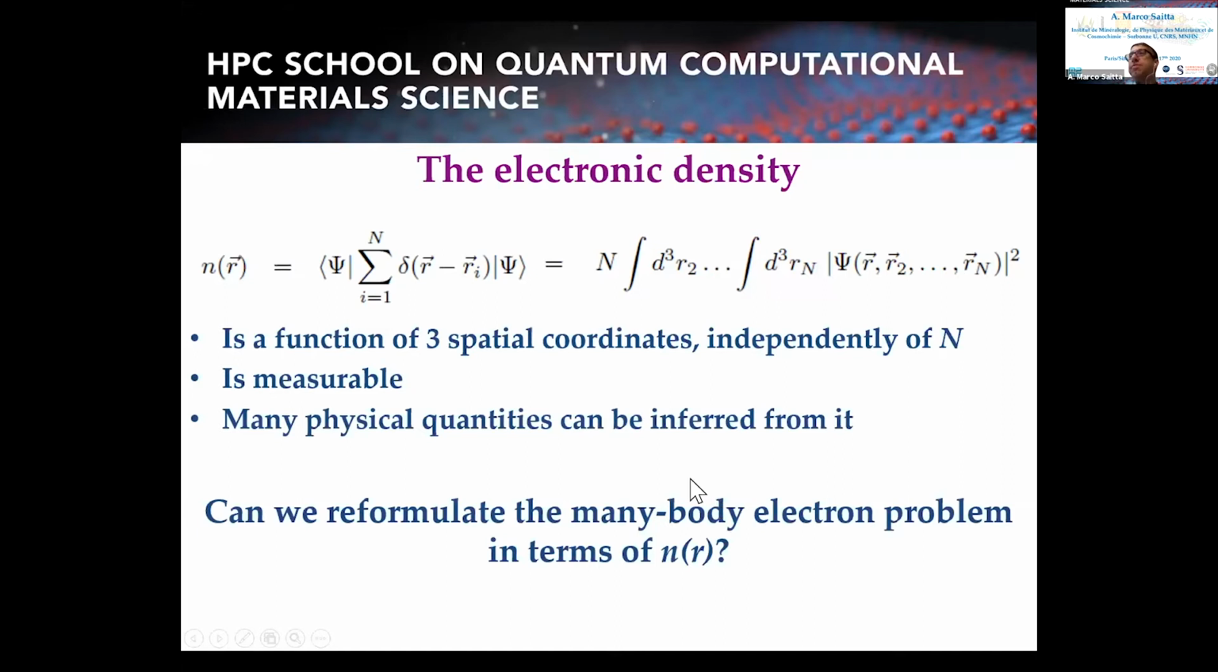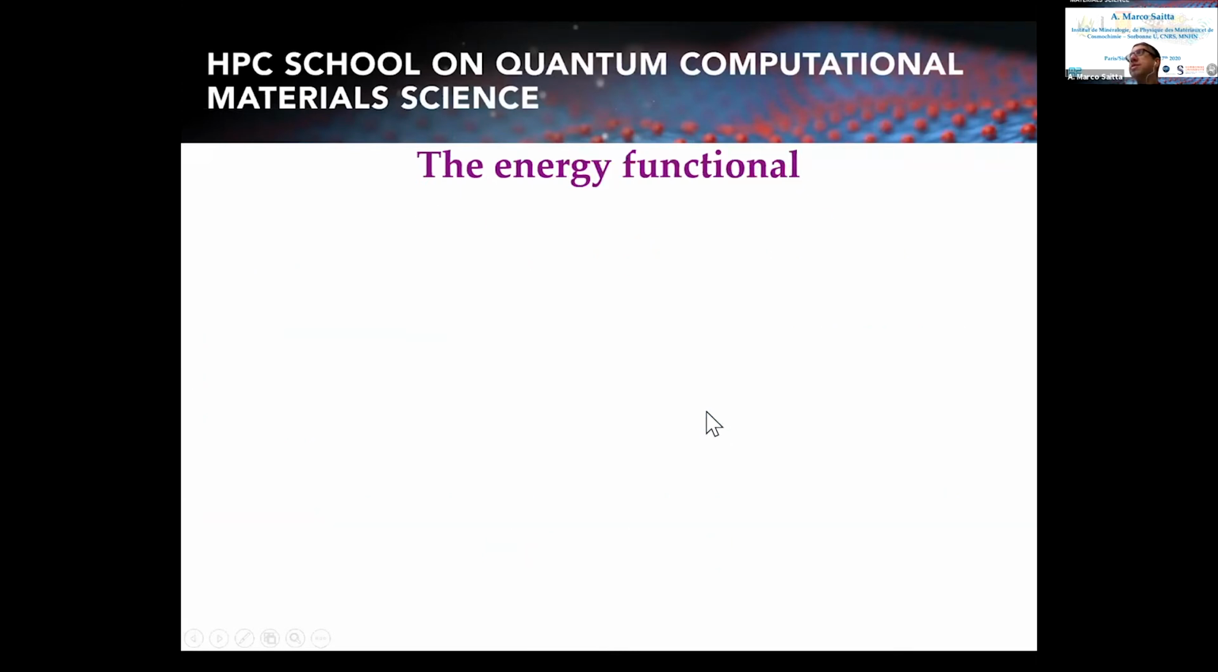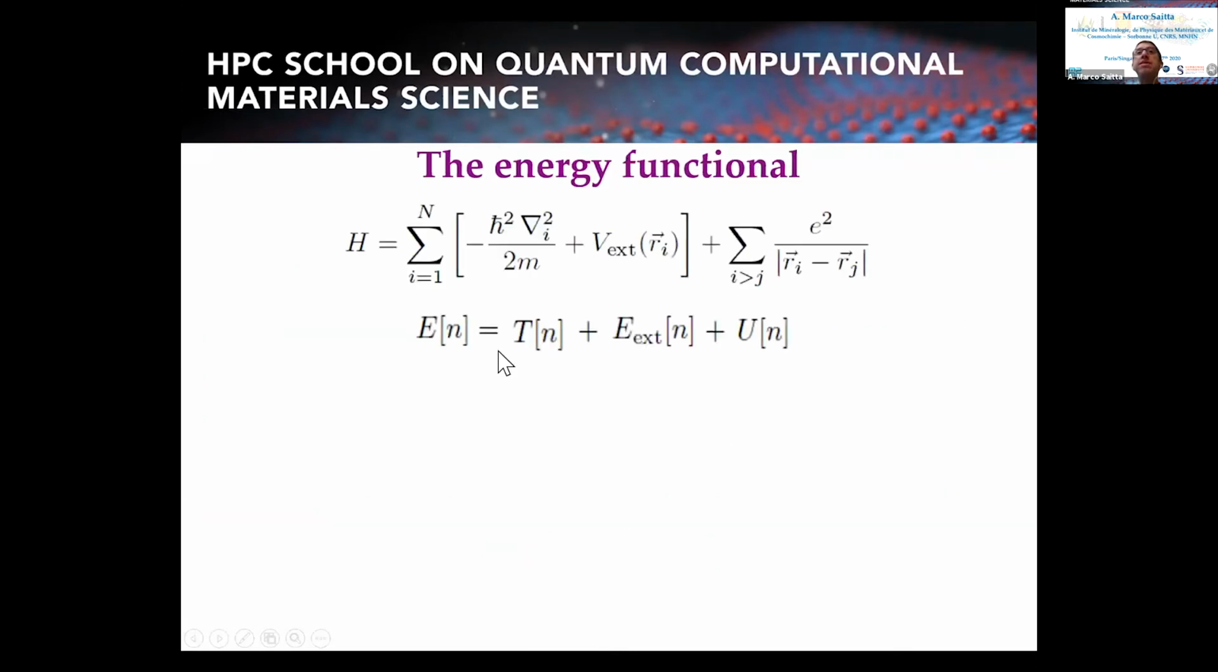So the DFT idea is to reformulate the many-body electron problem in terms of this electron density. I will skip all the theorems and stuff because it will be a matter for next year when we'll do the school. Let's just say that we can build an energy functional. The total energy of the system is a functional of this electron density, where we have a kinetic part, an external part, which corresponds basically to this operator here and describes the interaction between the electron system and the external world, including the Coulomb charges of the nuclei, and then an internal energy, which is the formal representation of this interaction here.